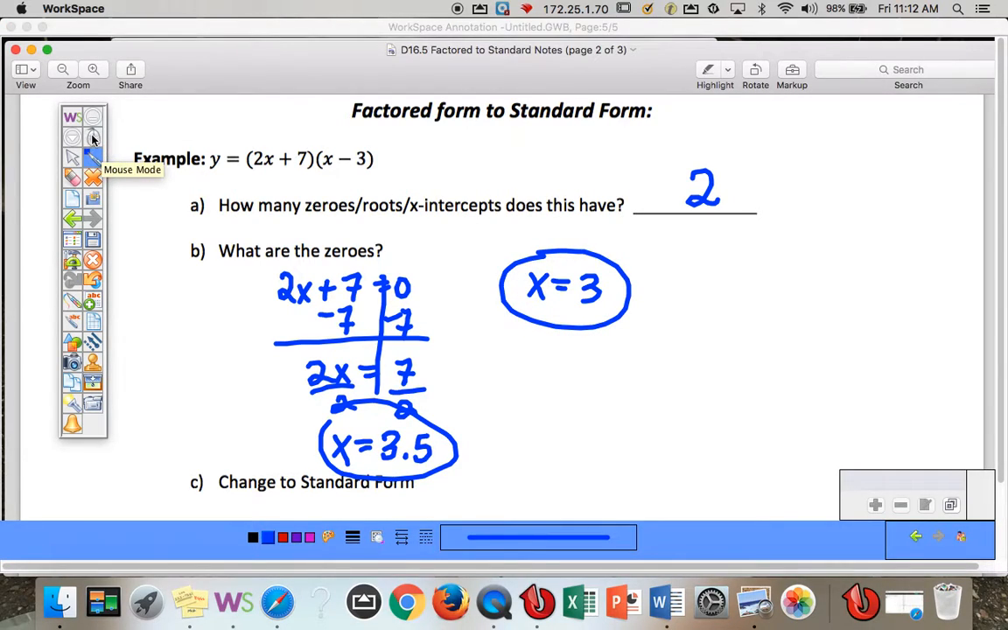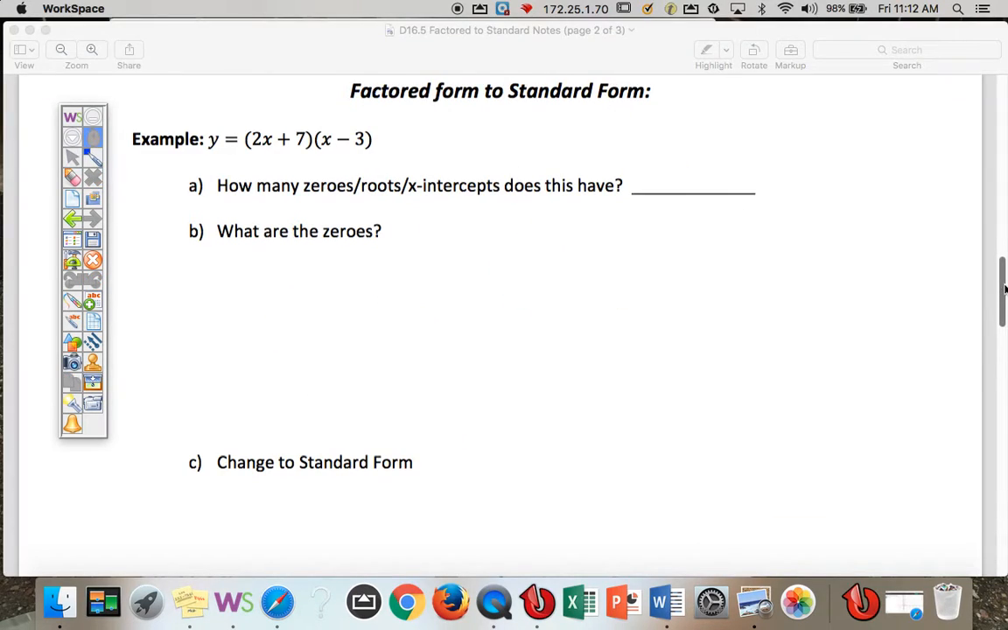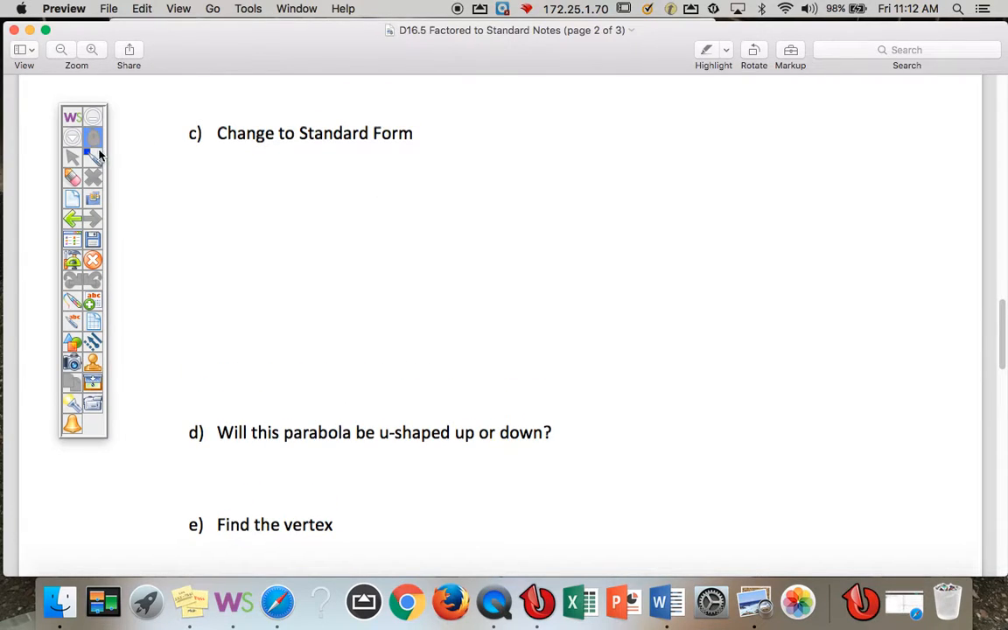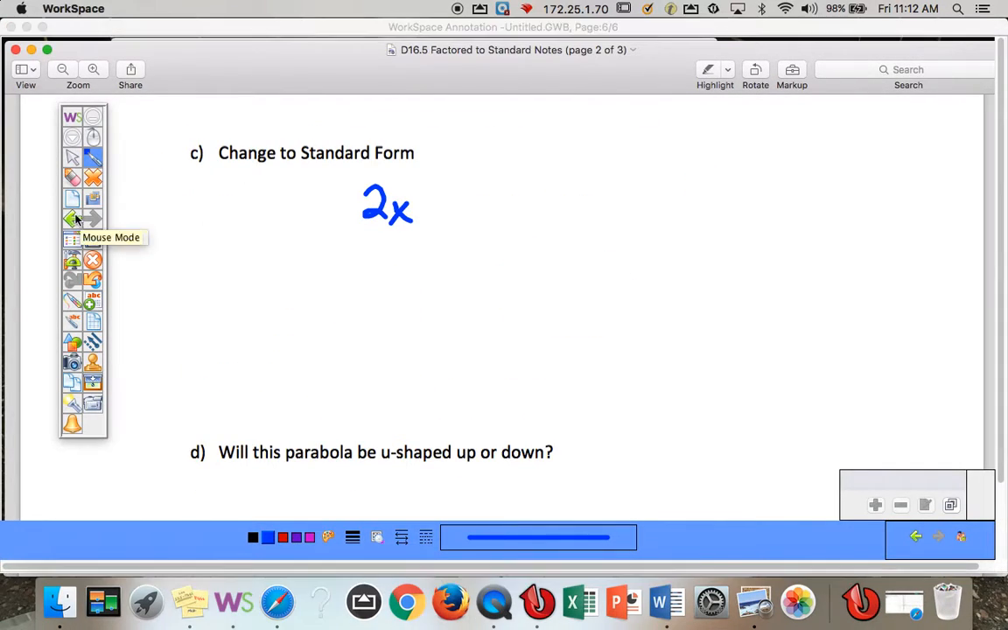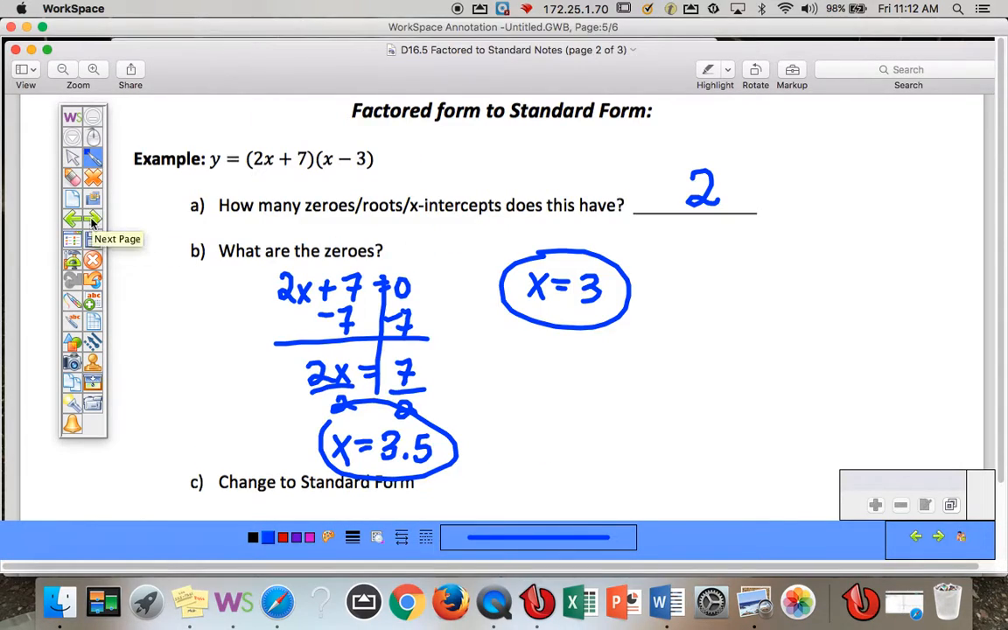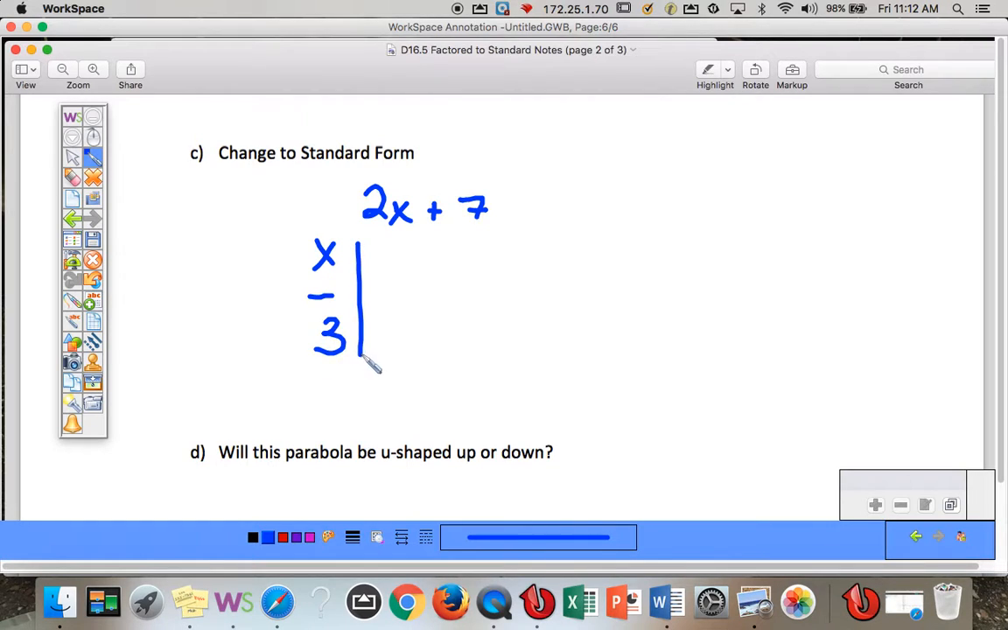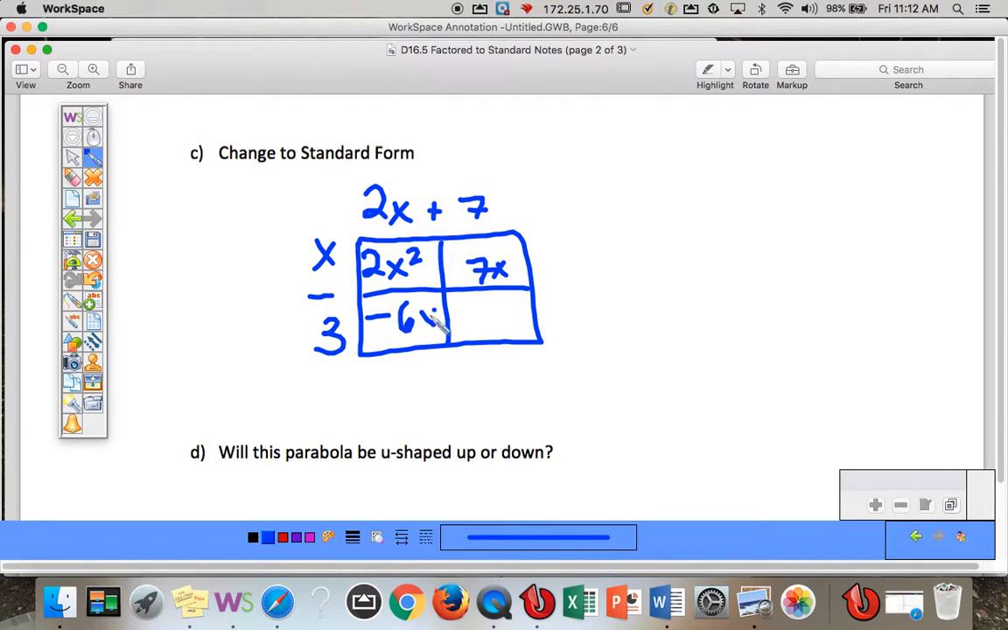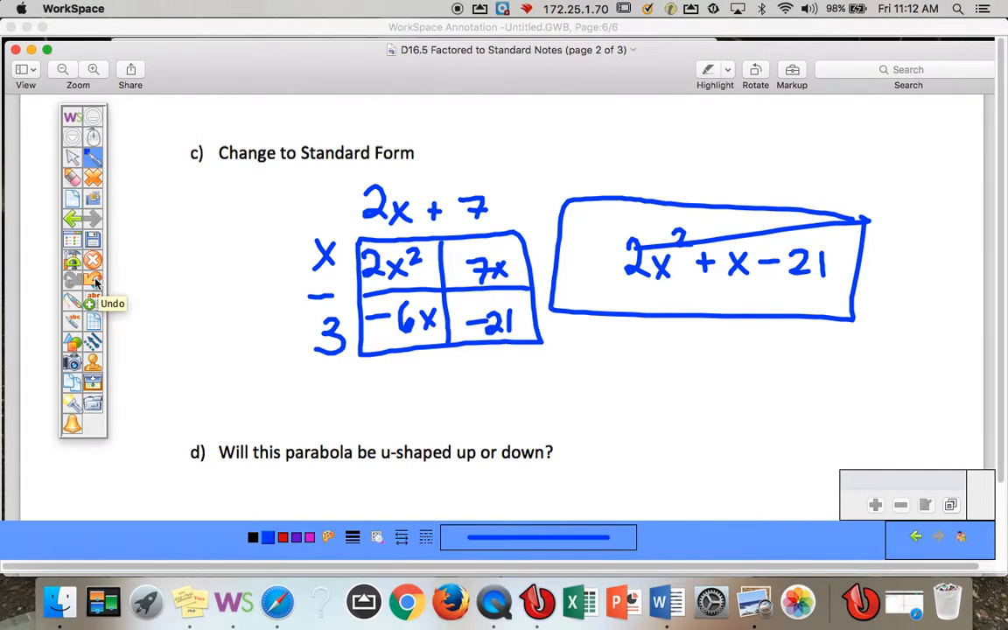Now the new part is change it to standard form, and again, you've done this before. You just multiply it out. Standard form means no parentheses. So I'm just going to use FOIL or my box. I like the box, so we'll do 2x plus 7, and we have our x minus 3. So we'll get 2x squared, 7x, negative 6x, negative 21, and combine like terms. 2x squared plus 1x minus 21. This is standard form.